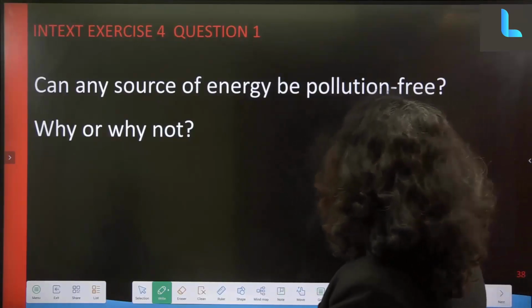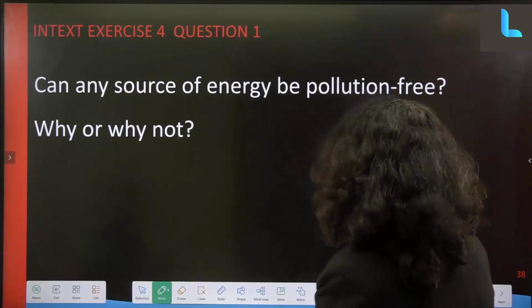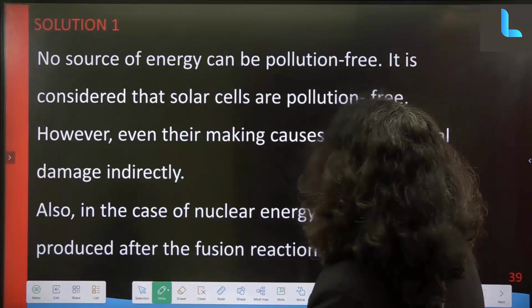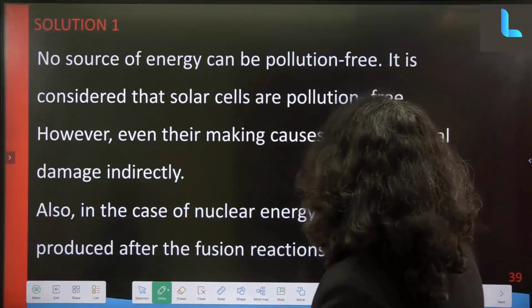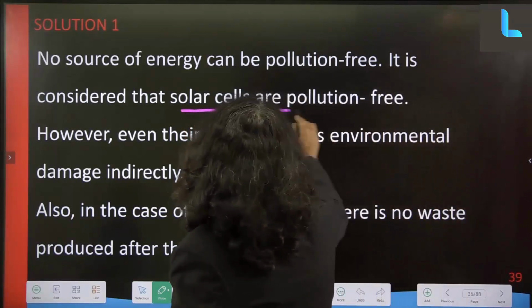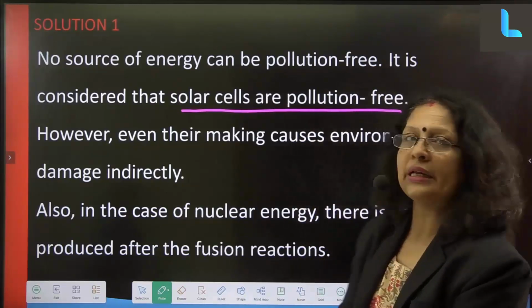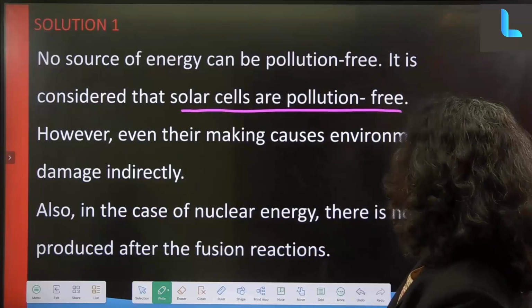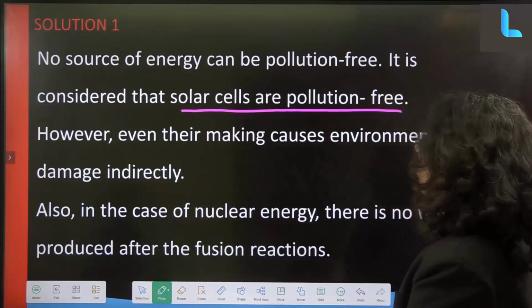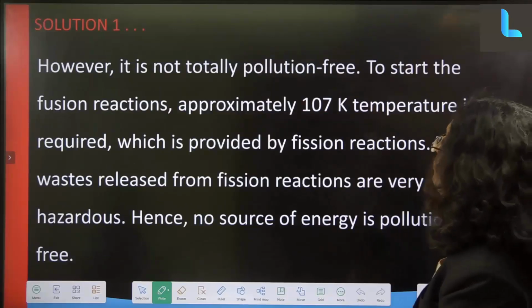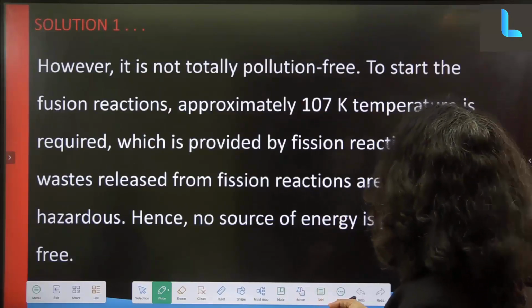Okay, so can any source of energy be pollution free? Why or why not? No source of energy can be pollution free. Consider that solar cells are pollution free. However, even their making causes environmental damage indirectly. In the case of nuclear energy, there is no waste produced after the fusion reactions. However, it is not totally pollution free.